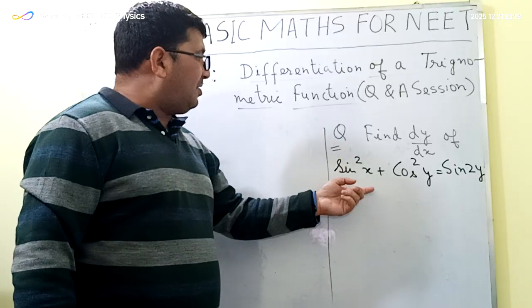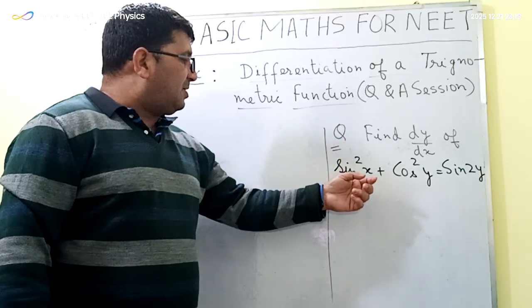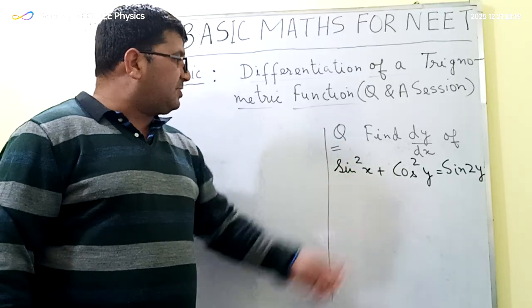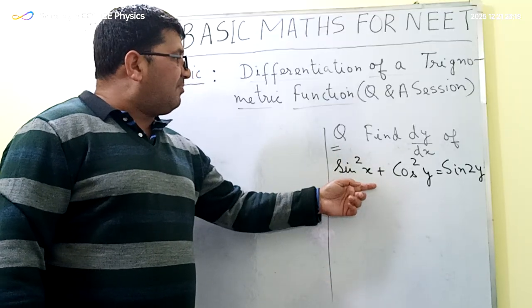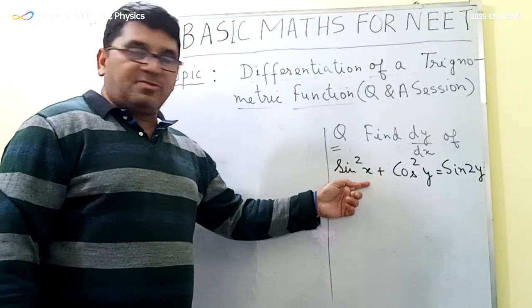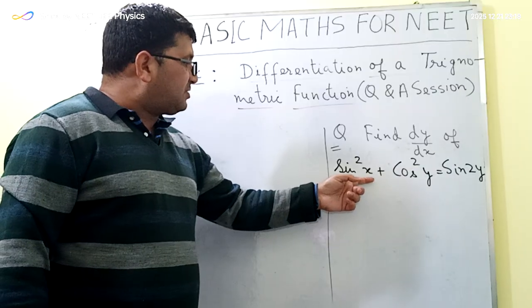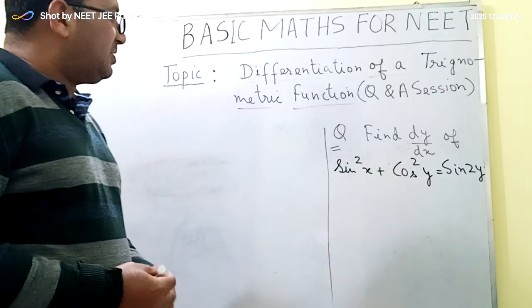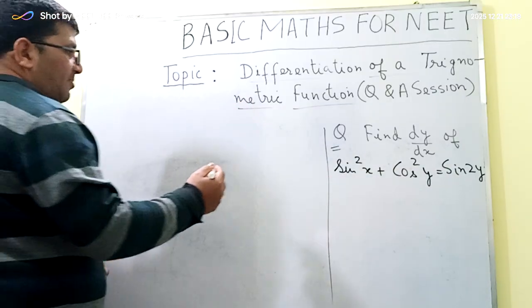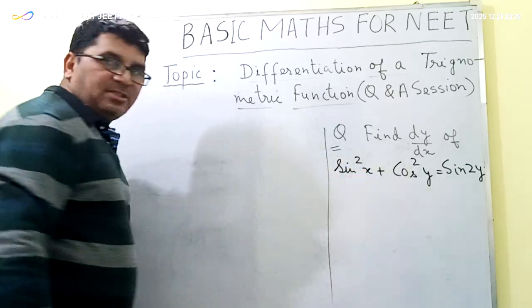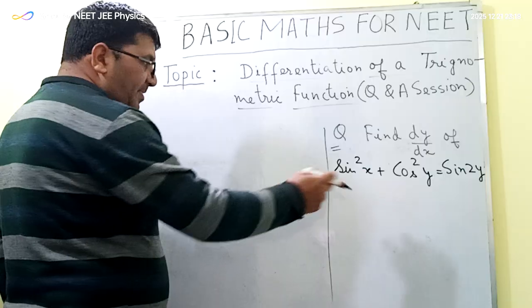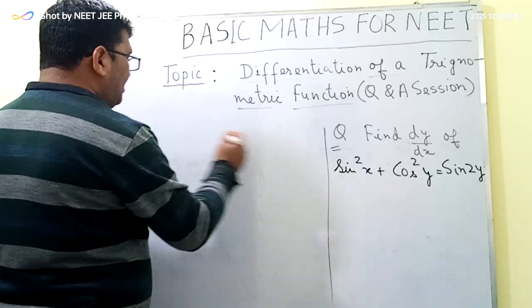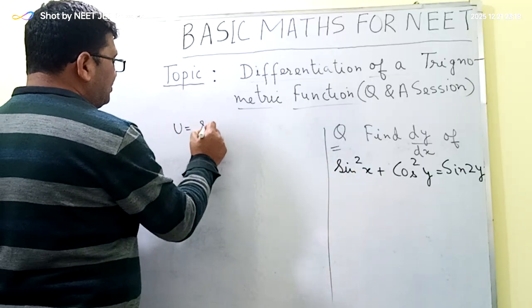So here I have one question which is written here on this board, and this is a trigonometric function. We have to find the value of dy by dx of this trigonometric function, which is sine square x plus cos square y is equal to sine 2y. So here we will be differentiating each trigonometric ratio separately.